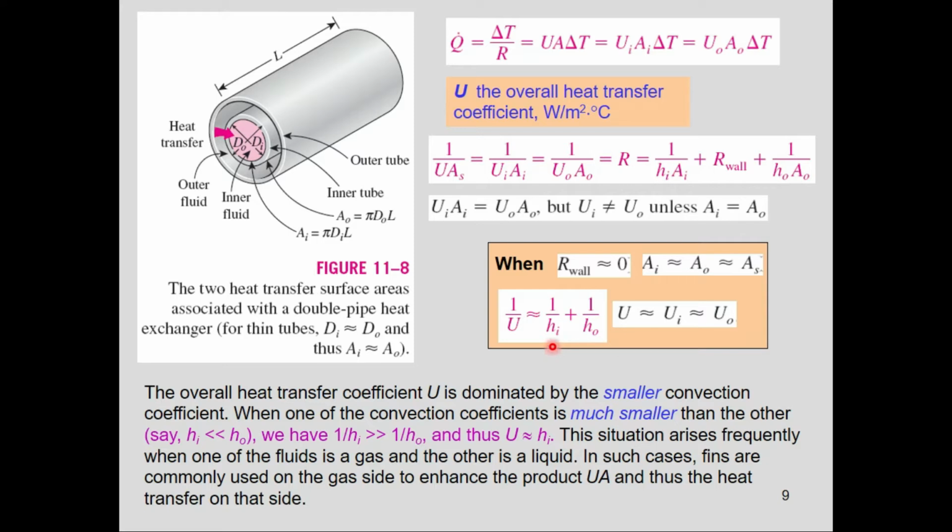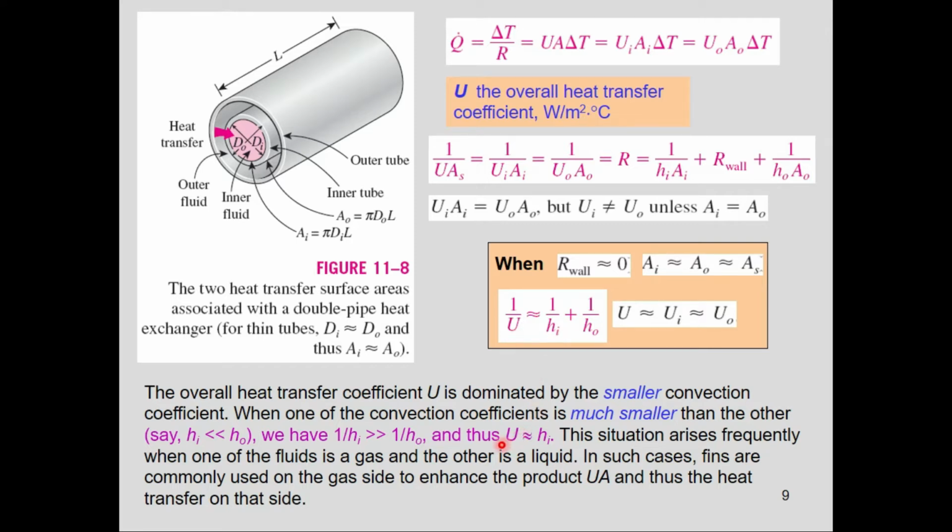So if one convection coefficient is much smaller than the other, for example, if h_i is very small compared to h_o, let me just explain it with numerical values. For example, if this is 0.1 and this is 10, then 1 over 0.1 will be equal to 10, and 1 over 10 will be equal to 0.1. So ultimately the coefficient which is smaller will have the higher contribution towards the overall heat transfer coefficient.